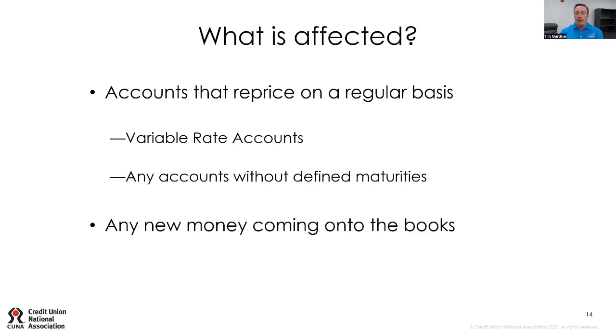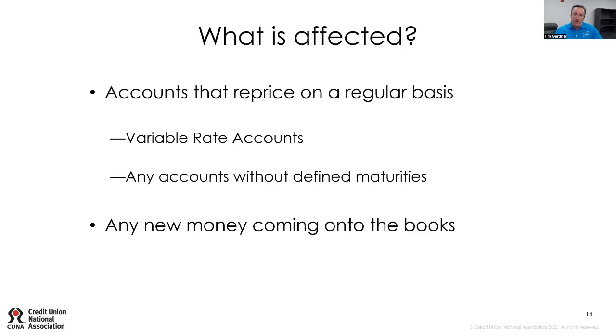So when you have accounts that don't have defined maturities, think of regular shares as an example, or a money market account. As soon as you move the rate on those deposit accounts, when do the members get the new rate? Immediately. Okay. Now, maybe we move the rates differently on a regular share account compared to a money market account or a share draft account. But as soon as I move it up or down, that's an immediate effect. So accounts that don't have defined maturities, they're going to get the immediate increase or decrease in the rates.